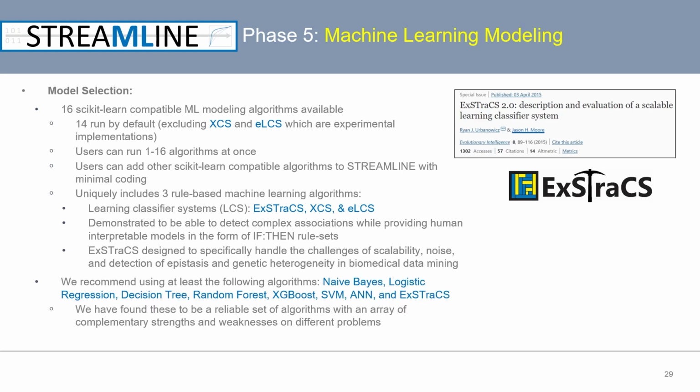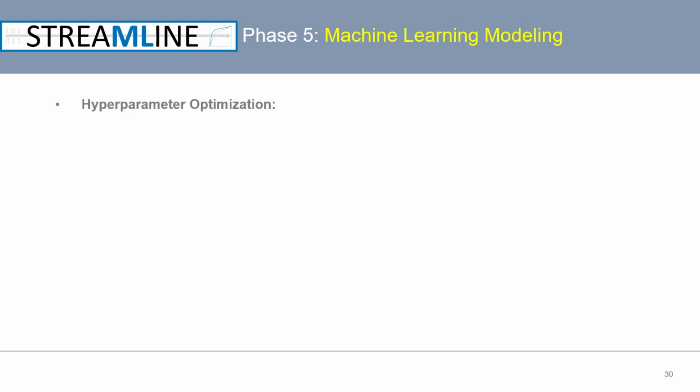In general, we recommend using at least the following algorithms when running STREAMLINE: naive Bayes, logistic regression, decision tree, random forest, XGBoost, support vector machine, artificial neural networks, and ExSTraCS. We have found these to be a reliable set of algorithms with an array of complementary strengths and weaknesses on different problems. Now we'll talk about Phase 5 hyperparameter optimization.